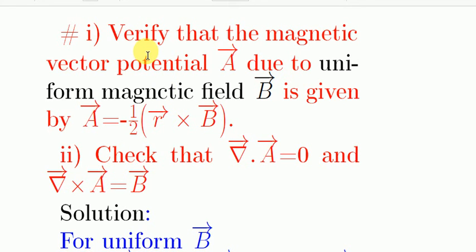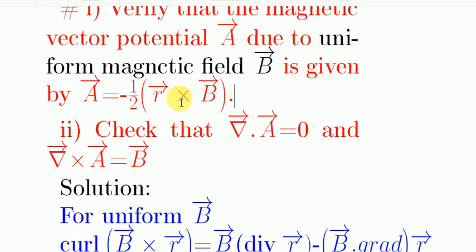In the first part, we have to verify that the magnetic vector potential A due to a uniform magnetic field B is given by this relation. This is the relation between the uniform magnetic field B and the magnetic vector potential A. This magnetic field is uniform, that is, it is a constant magnetic field and not a variable. And we have to show this relation at first.